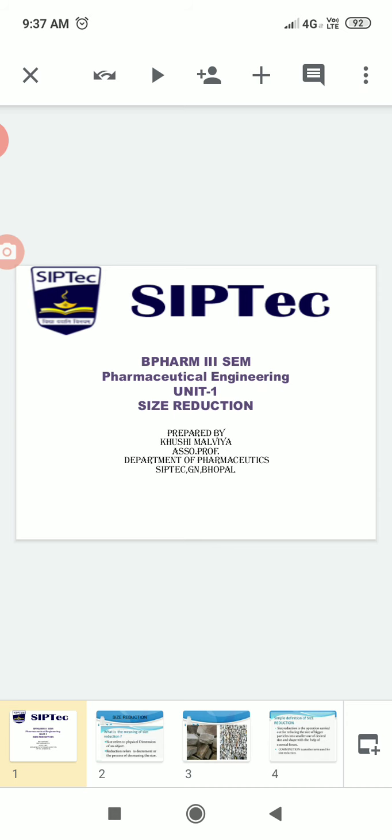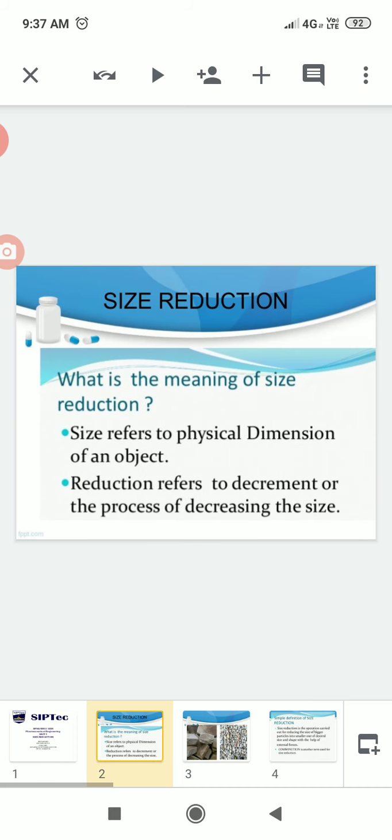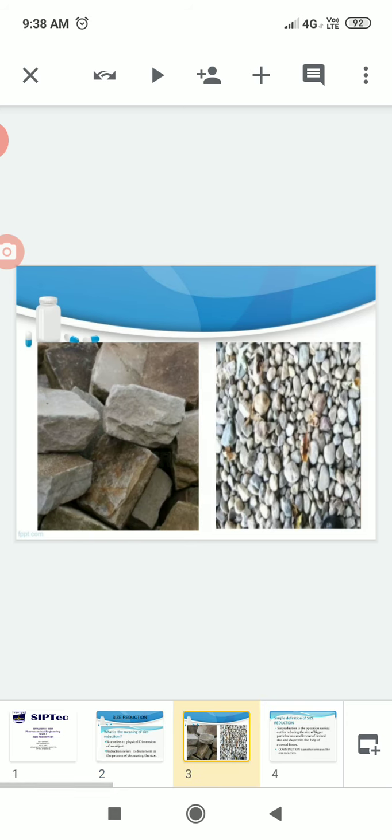What is size reduction? What is the meaning of size reduction? Size refers to the physical dimension of an object, and reduction refers to decrement or the process of decreasing the size. You are getting what I am saying? See, this is the picture of how the reduction process works.